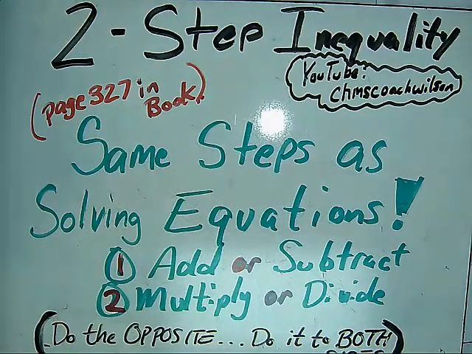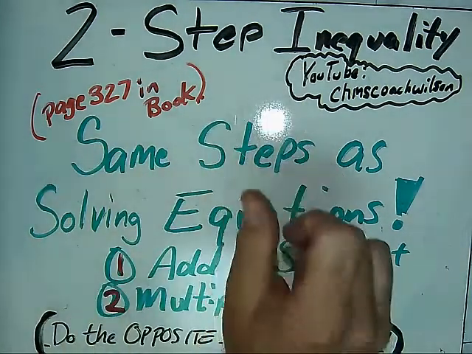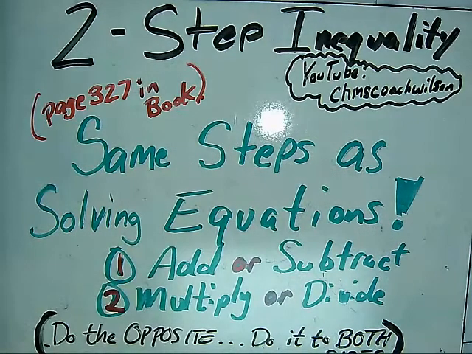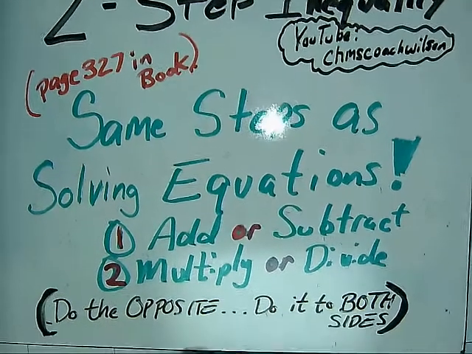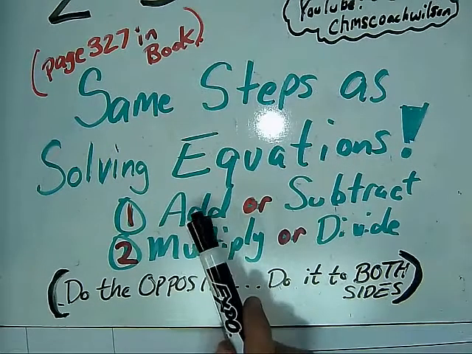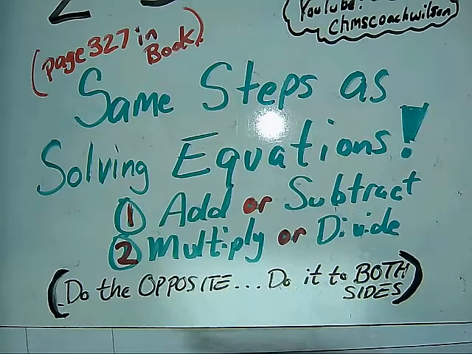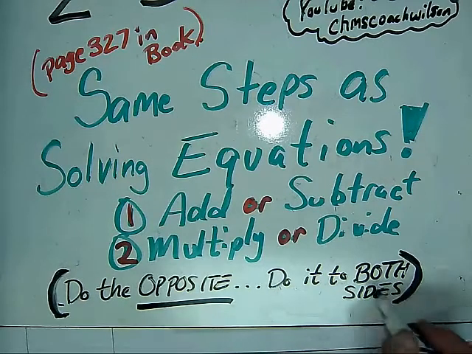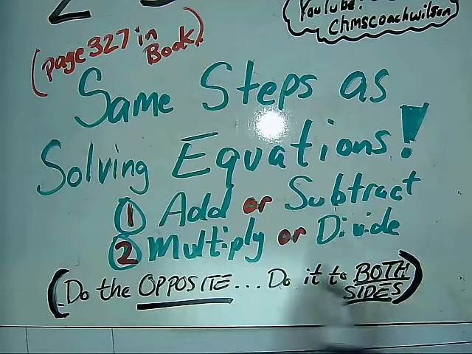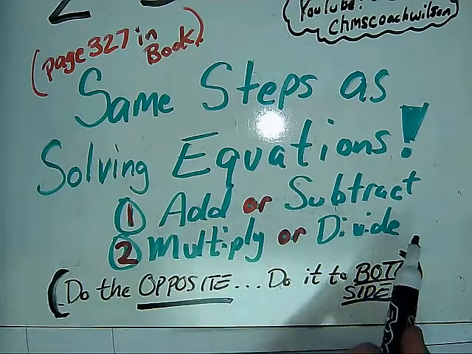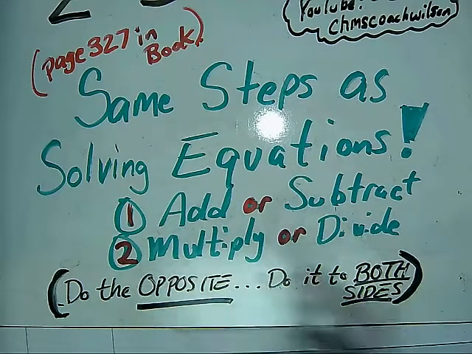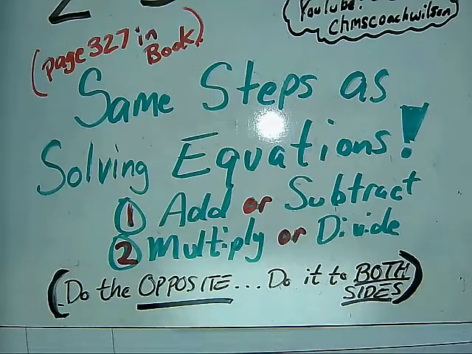Okay, now just like one step, the good thing is solving a two-step inequality is just like solving a two-step equation. So things you got to remember: first, we're going to take care of any addition or subtraction. Second, we take care of multiplying and dividing, and you just have to remember to do the opposite, and you do it to both sides. So if it's addition in the problem, then you subtract on both sides. If it's division in the problem, you're going to multiply on both sides. Do the opposite and do it to both sides.